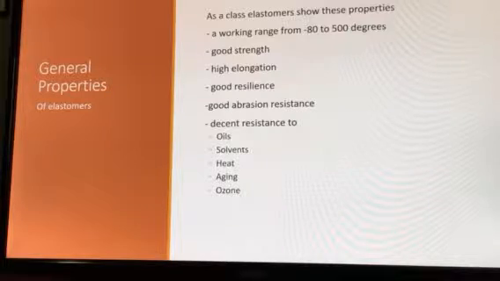Properties of elastomers. As a class, elastomers together show these properties. They have a working range from -80 to 500 degrees, show good strength, high elongation, good resilience, good abrasion resistance, and decent resistance to oils, solvents, heat, aging, and ozone.